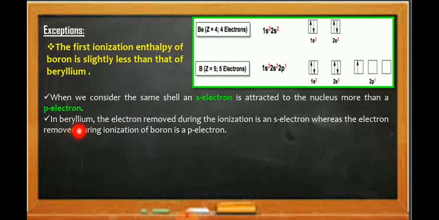In beryllium, the electron removed during ionization is an s electron, whereas the electron removed during ionization of boron is a p electron. We'll compare now. Beryllium, atomic number 4, has 4 electrons. Electronic configuration is 1s2 2s2. This is the orbital diagram: in the 1s orbital 2 electrons, in the 2s orbital 2 electrons. Boron, atomic number 5, has electronic configuration 1s2 2s2 2p1. In the orbital diagram, 2 electrons in 1s, 2 in 2s, and 1 electron in 2p.